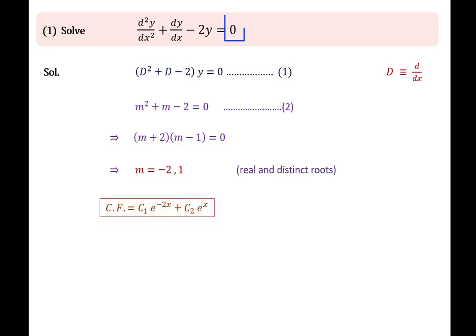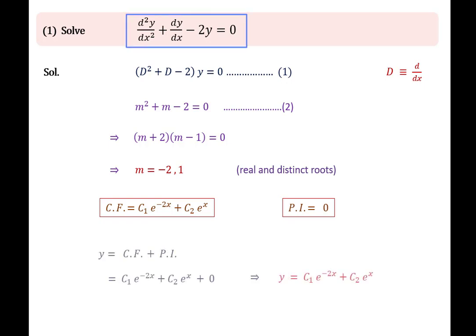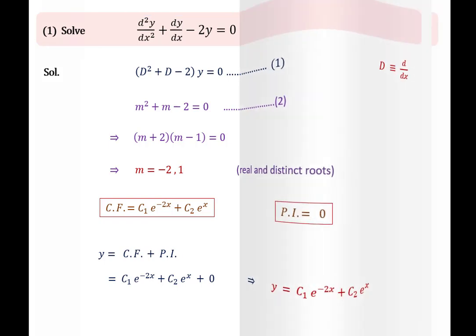The right hand side of the given differential equation is 0. So the particular integral will be 0. Therefore, the general solution of the given differential equation is y is equal to c1 e power minus 2x plus c2 e power x. Second question.